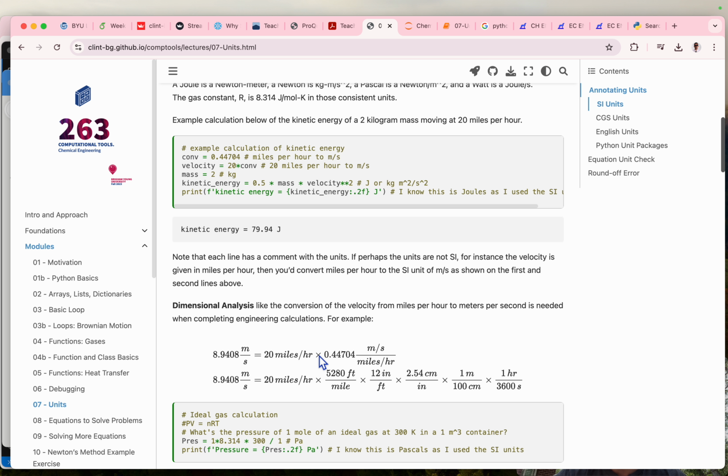Of course, you all have had high school chemistry and other classes that highlight dimensional analysis, so converting between units, similar to what I did up here, 20 miles an hour to meters per second. You have this conversion factor, and then this 20 miles per hour cancels with this miles per hour, and you're left with these units here. And you can go even further in depth.